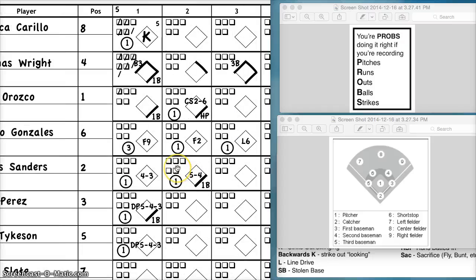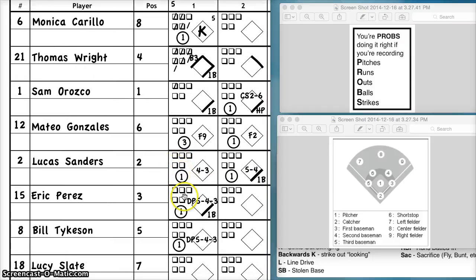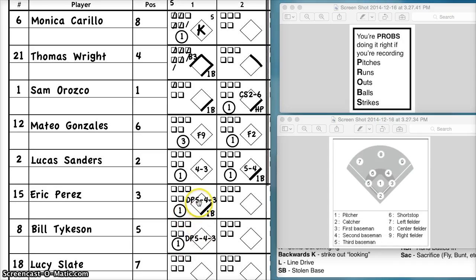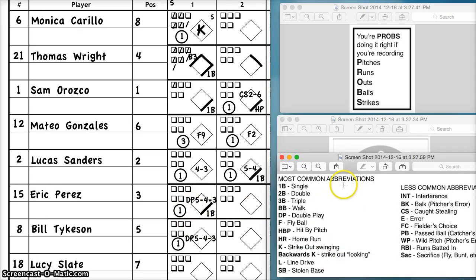The last thing I want to talk about is a double play. That happens sometimes. Those are fun. Double plays are denoted with, if we look back at our common abbreviations, DP. DP for double play. And again, we're just going to note the defensive players who handled the ball. DP 5-4-3. So as you can see, Eric had gotten to first base on a single, but then Bill came up and grounded out into a double play.